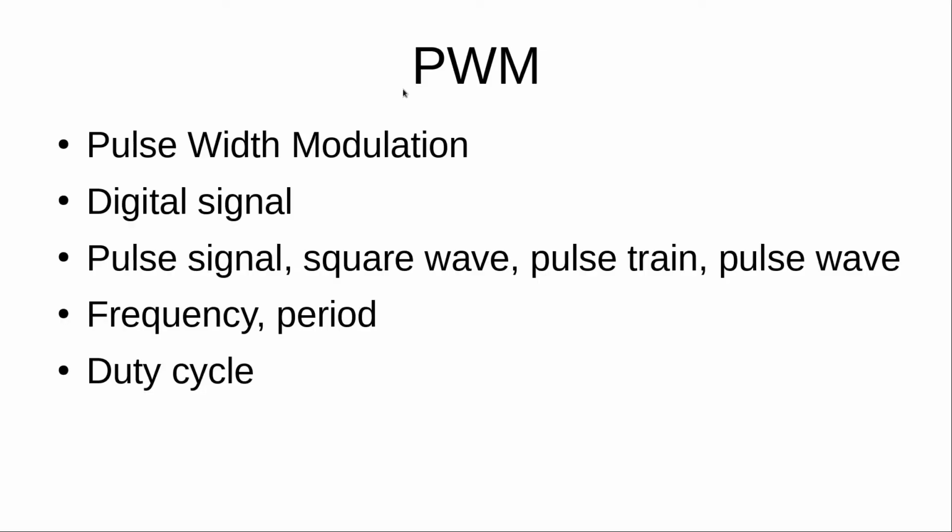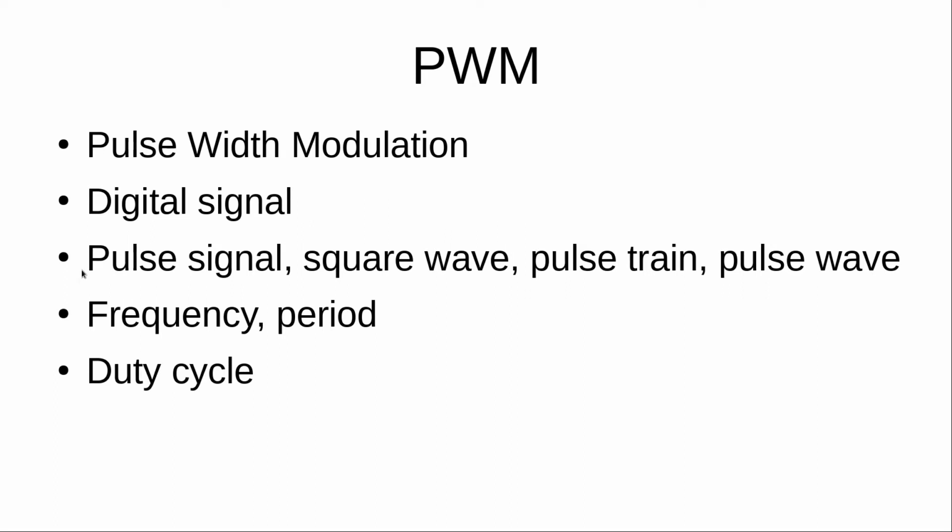To do this, we will generate the digital signal with a technique called PWM. PWM stands for pulse width modulation. In simple terms, modulation means expressing any kind of data on some sort of carrier signal. So our PWM signal will be a digital signal. You might also hear terms like pulse signal, square wave, pulse train.